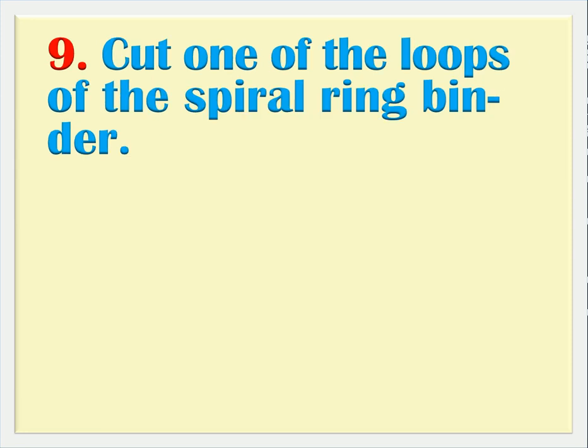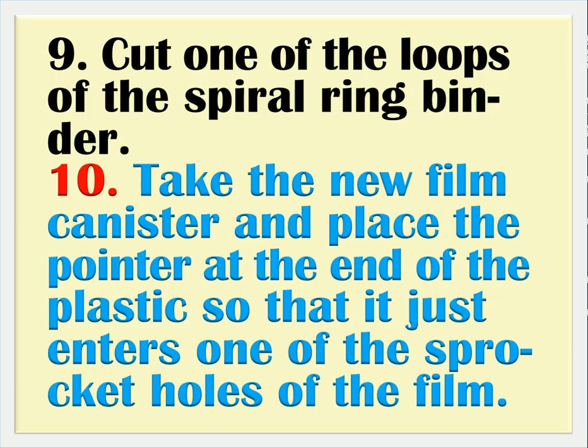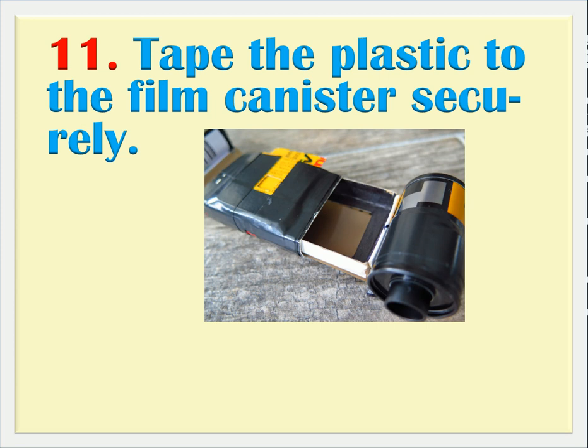9. Cut one of the loops of the spiral ring binder. 10. Take the new film canister, and place the pointer at the end of the plastic, so that it just enters one of the sprocket holes of the film. 11. Tape the plastic to the film canister securely.